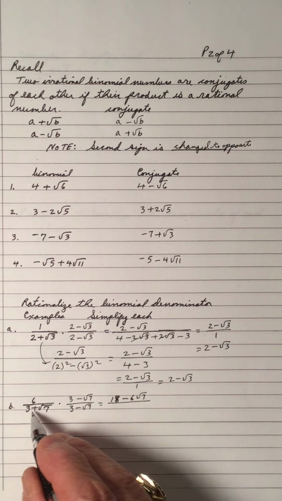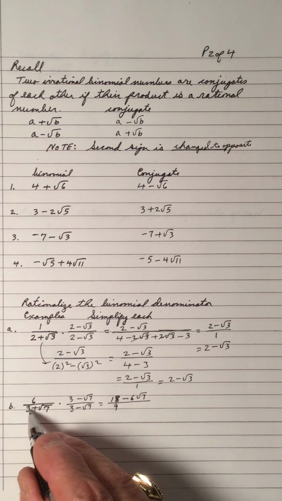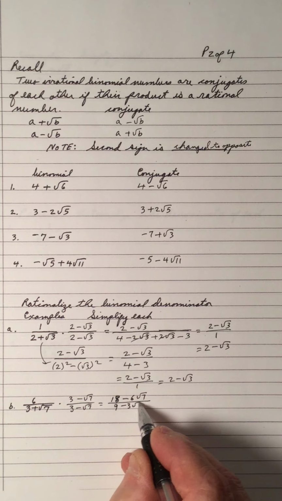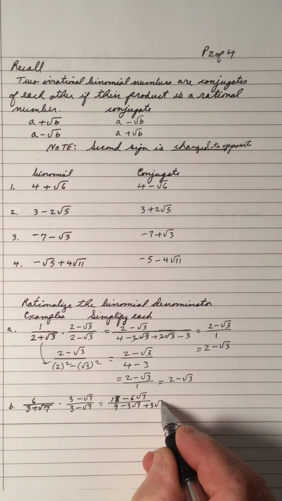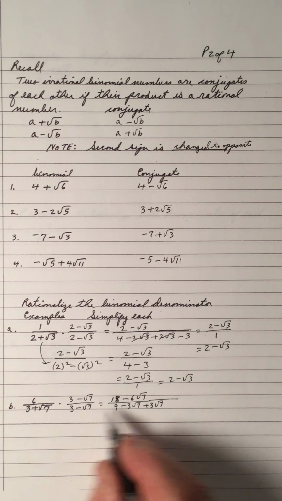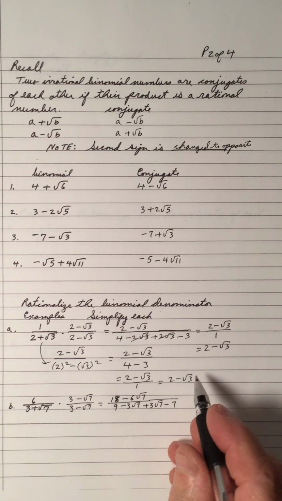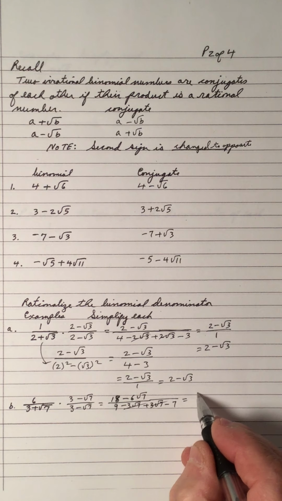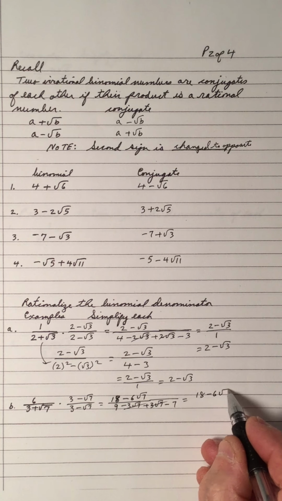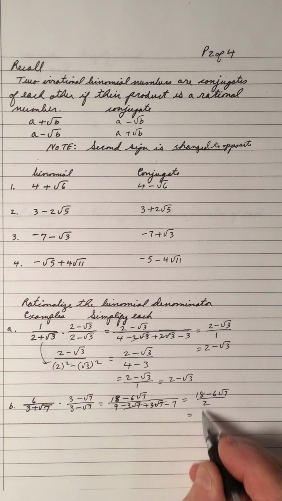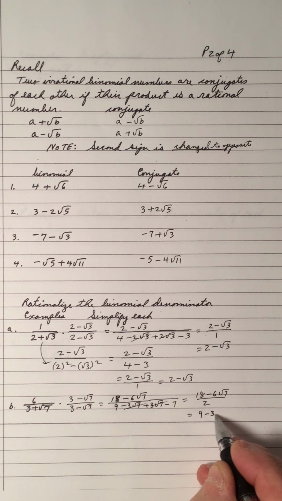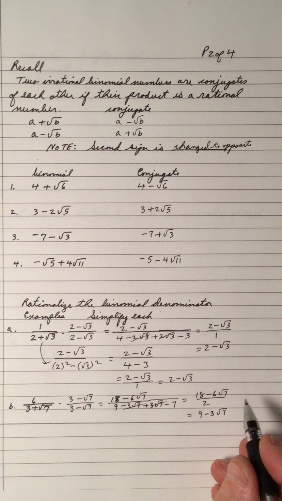3 times 3 is 9. First, outside, negative 3 root 7. Inside is positive 3 root 7. And the last, root 7 times root 7, is a negative 7. And they cancel out, so that gives us 18 subtract 6 root 7 over 2. And notice 2 can divide into both of these. 18 divided by 2 is 9. 6 divided by 2 is 3. So we get 9 subtract 3 root 7.